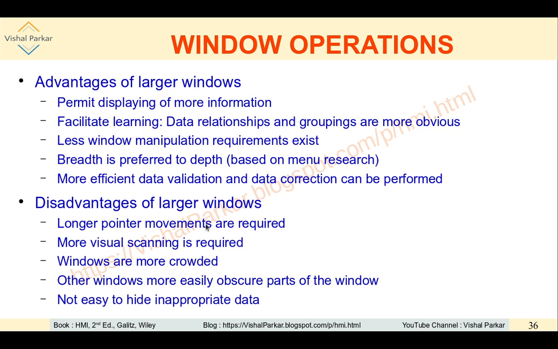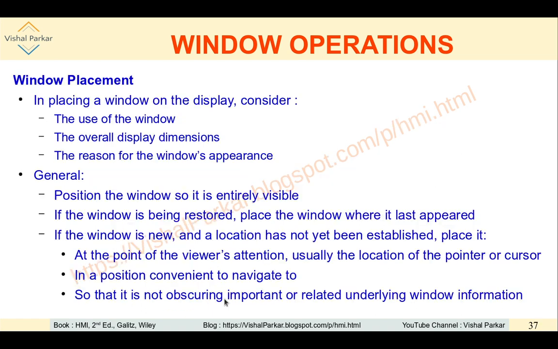Now the disadvantages of larger windows. We need to perform longer pointer movements. More visual scanning is required to go to all the parts of the window. If there are more windows and all of them are of larger size, obviously they'll be crowded. Other windows more easily obscure parts of the window. So if a window is of larger size and there are multiple open windows, they'll obscure the content of this window. It is not easy to hide inappropriate data when the window is large.